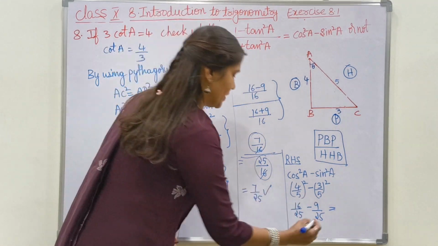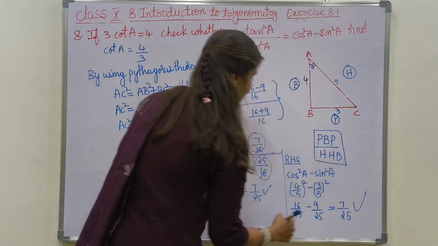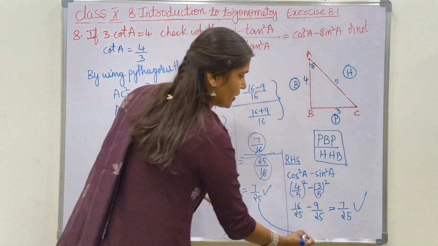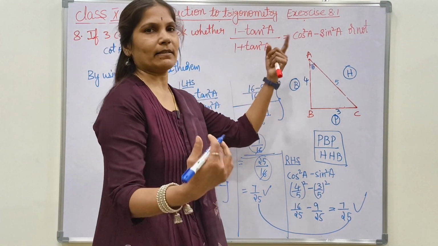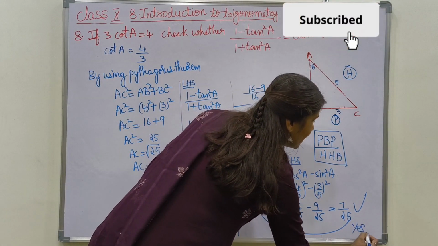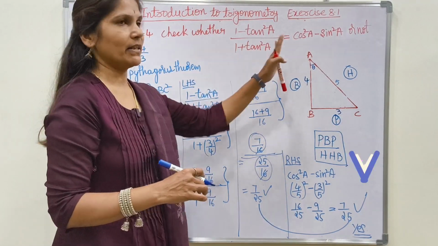16 minus 9 is 7, so 7 by 25. Now you can observe: on the left side you got 7 by 25, and on the right side you also got 7 by 25. Both are equal or not? Yes, both are equal. So the left hand side and right hand side, these two expressions, are equal.